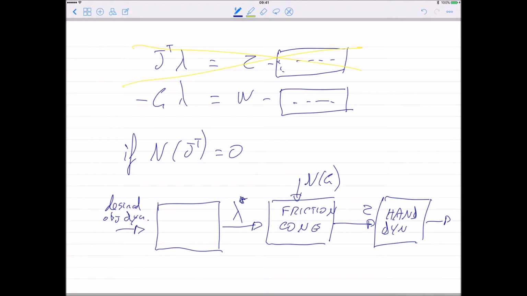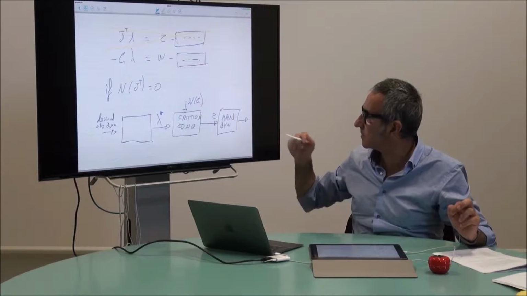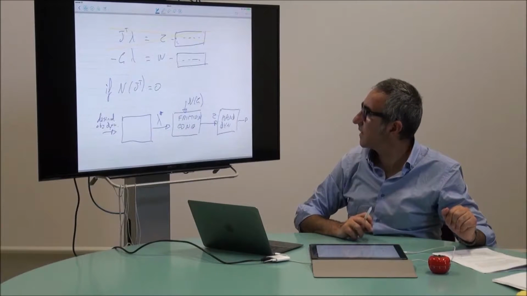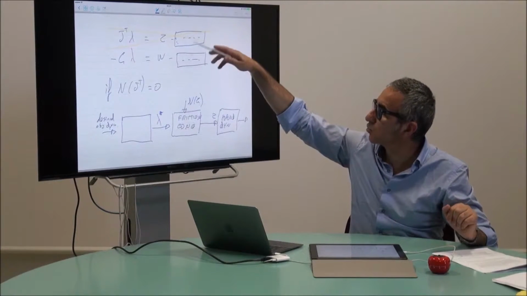So the external loop of control is a position control on the desired object. Then you want to satisfy that the contact forces are within the friction curve, and then you compute the tau that go to the object dynamics. Okay? And this is in case you can decouple the two equations.